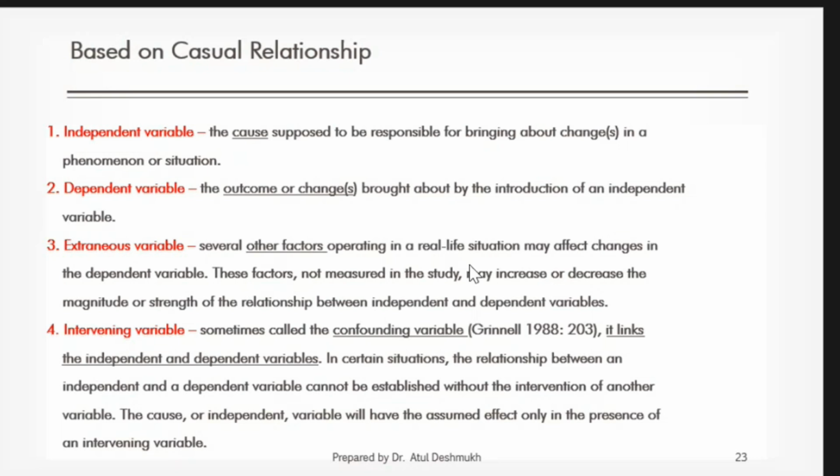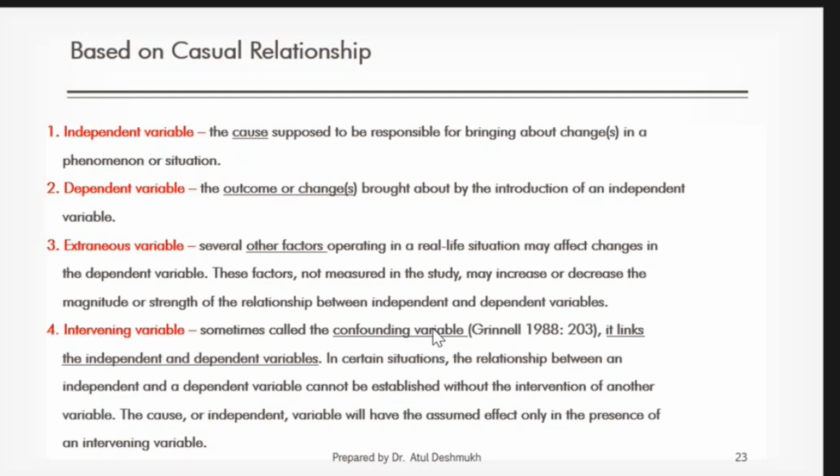So extraneous variables are nothing but several other factors operating in real life situations that change the dependent variable. That means they may increase or decrease the magnitude or strength of the relationship between independent and dependent variable. In my case, there is a change in the magnitude. If I am only using the independent variable, the level is 60 cubic millimeter. But if the industries are present as an extraneous variable, there is an addition of 20 cubic millimeter, right? So the total effect in presence of industries is only 25%. But if you subtract the industry, the actual effect of the independent variable is 50% reduction. Okay, so 25% versus 50%.